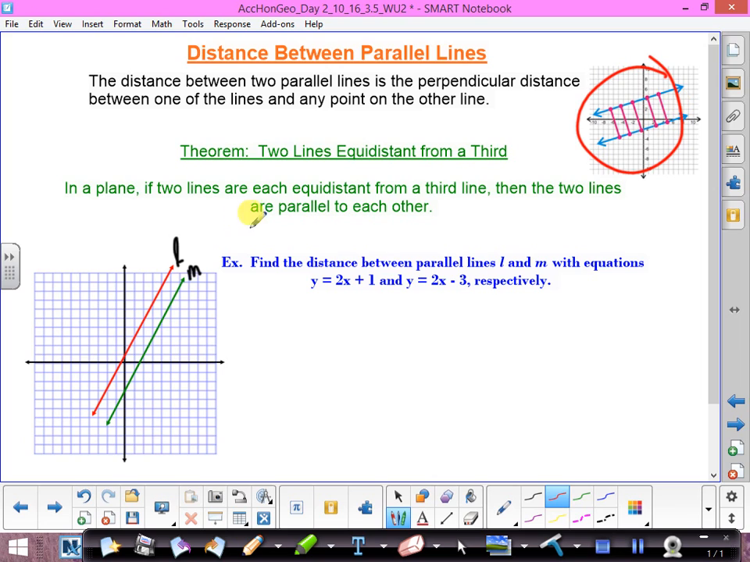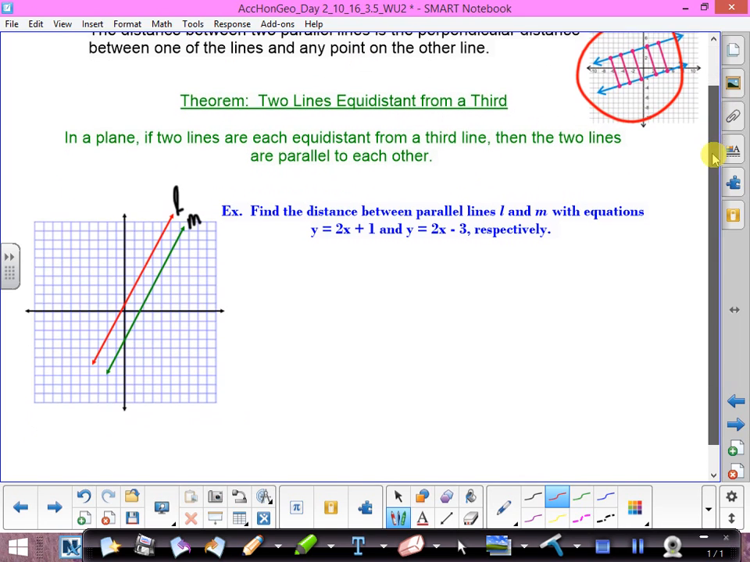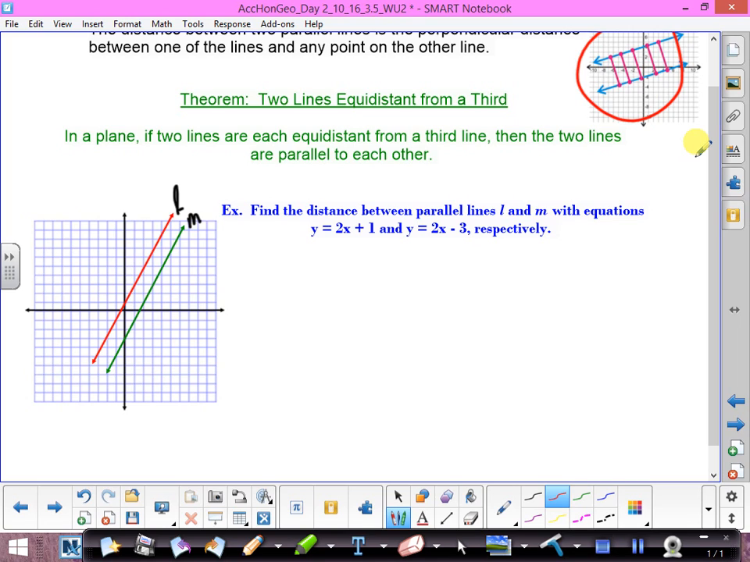So in a plane, if 2 lines are equidistant from a third line, then the 2 are parallel to each other. So just remember that. We won't use it quite yet for this problem, I'm sorry. But we will use it in a proof of a theorem.